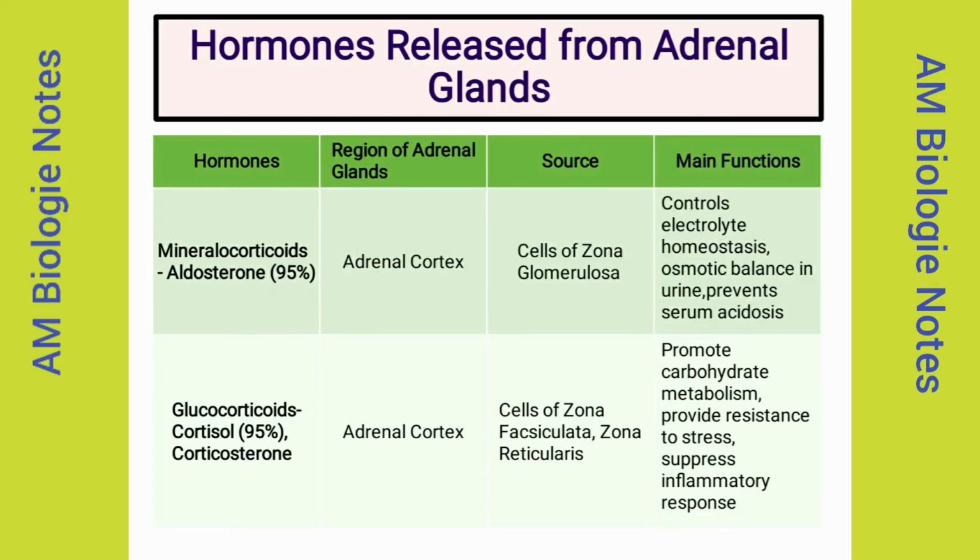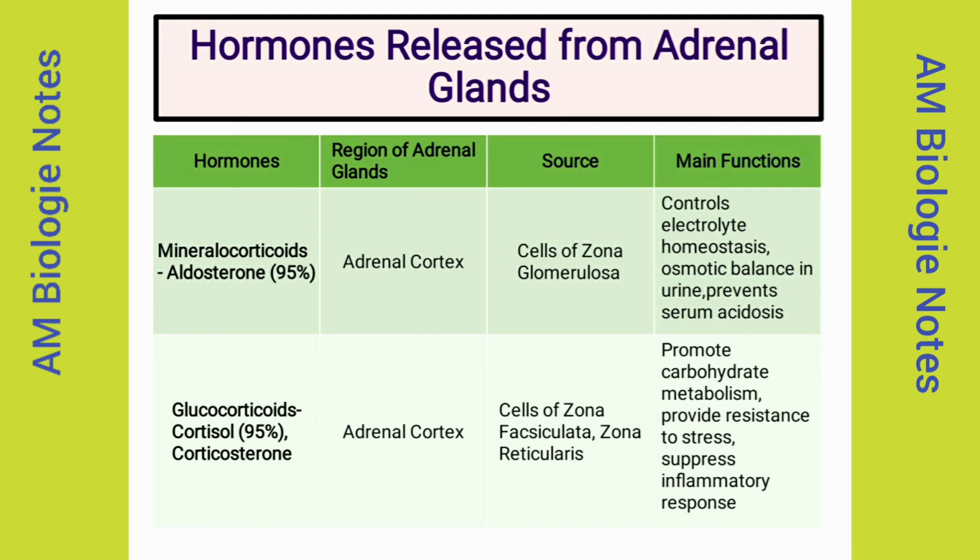From the discussion, I hope you have already understood what kinds of hormones are released from the adrenal glands. In the table, I have mentioned all the hormones secreted by adrenal glands and their main functions for your better understanding. The adrenal cortex secretes three main types of hormones: mineralocorticoids, glucocorticoids, and gonadocorticoids.